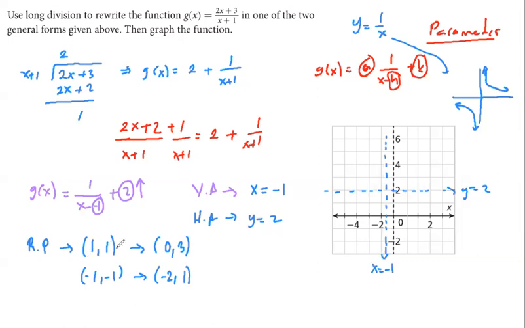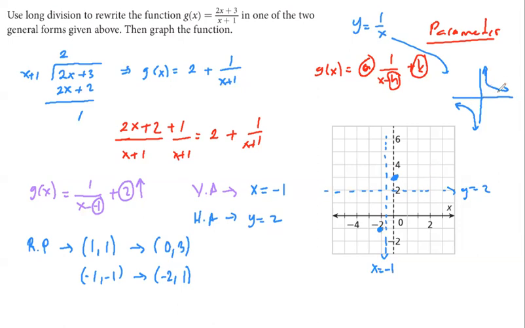And the reference point (1, 1) will be moved to (0, 3). So 0 is right here, and 3 is right in the middle, so that should be somewhere right there. And the next reference point, (-1, -1), is moved to (-2, 1). So this is -2, and this is -1, so that looks like this point.